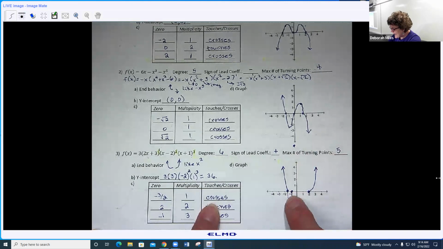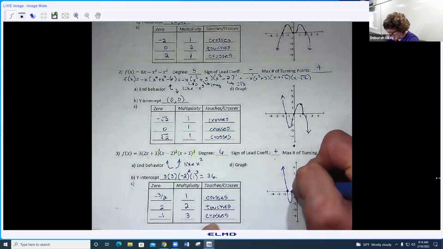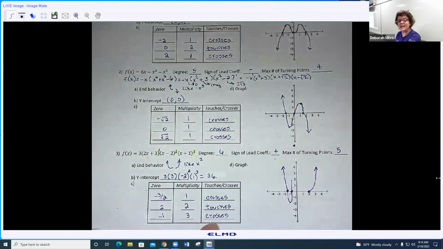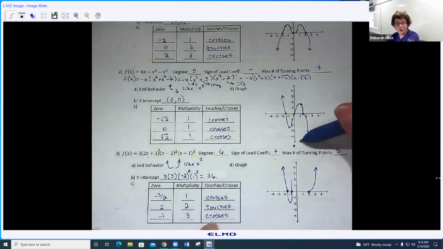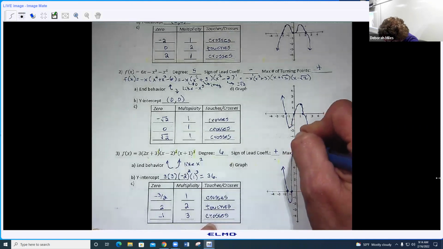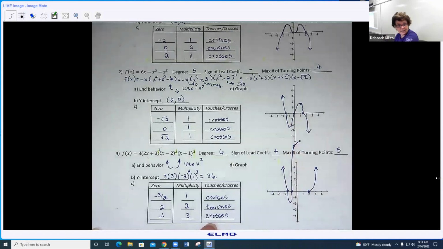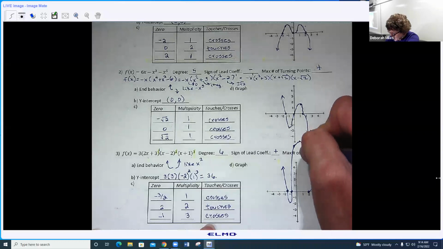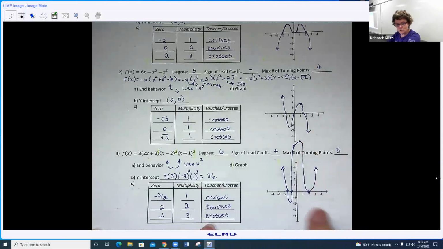And what's supposed to happen at -1? Supposed to cross again. I don't know how far to go up, but it has to be at least how far? Got to hit that y-intercept. It may go higher than that, but it at least has to go up to hit that y-intercept. I'm going to make mine look like it goes up on past that. I don't actually know. But at some point, it has to turn and come back down. What's it supposed to do at 2? And that is exactly what happened.